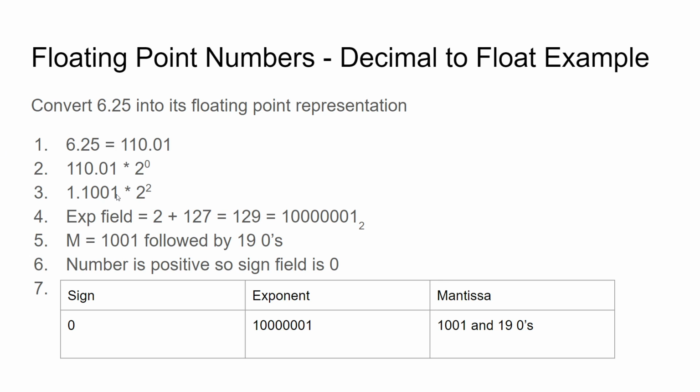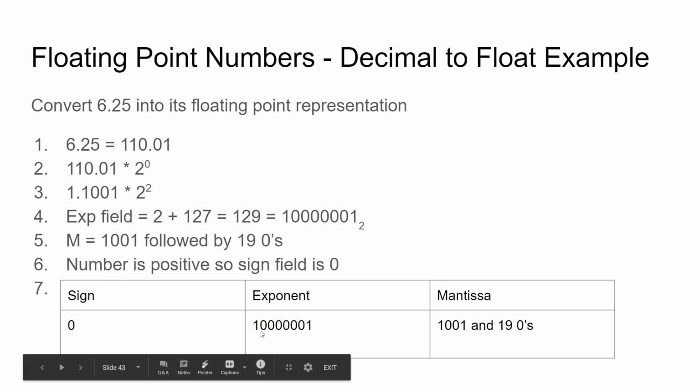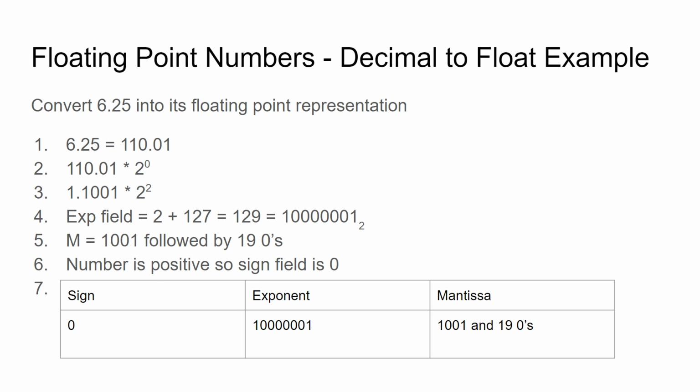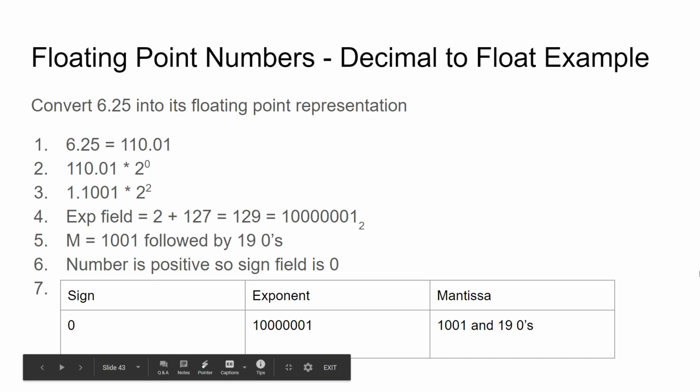So then our exponent field is going to be 2 plus 127, which is 129, which is this number in binary. And our mantissa field is everything after the decimal point, which is 1001. So when we write this out, we're going to have our sign bit, which is 0, then our exponent, then our mantissa. But again, the mantissa is 23 bits big, and we've used 4 of them. So how many zeros do we need? 19, because 19 plus 4 gives you 23. So this is the representation of 6.25.